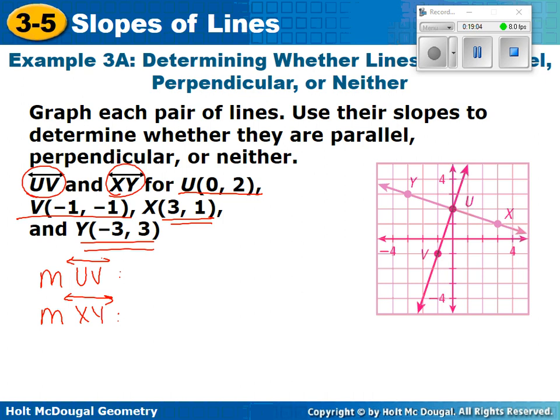Is this a good one where we can just count rise over run? So let's just do it that way. So let's go U to V first, this positive slope, U to V. So what is my rise? Okay, I'm going to go from V to U. So positive 3, and then what's my run? 1. So my slope becomes 3 over 1, which is 3.